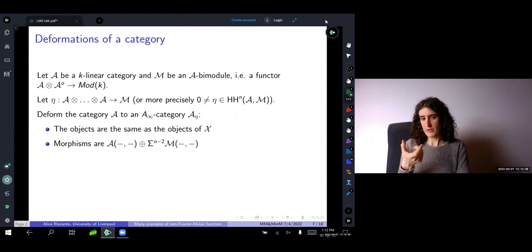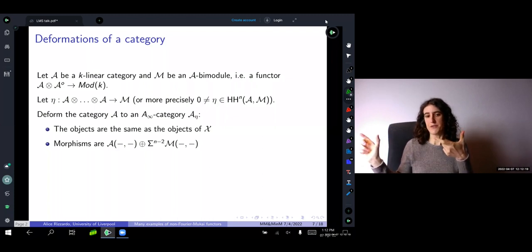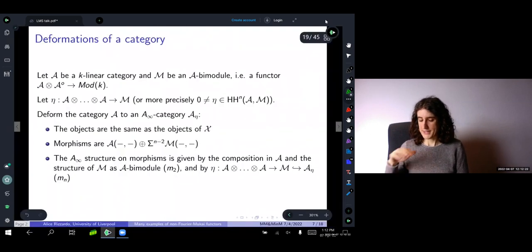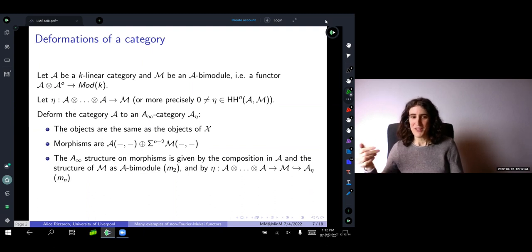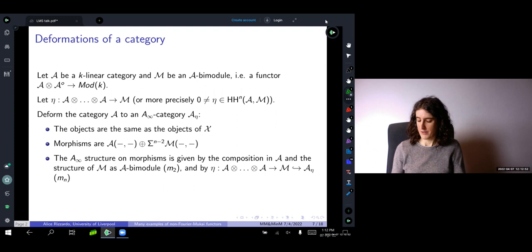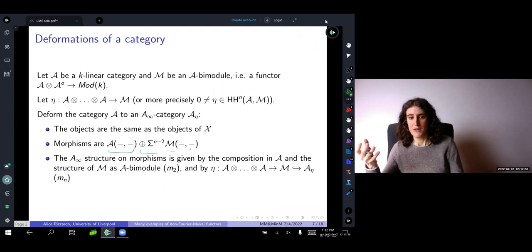Again, we keep the morphisms of A, but we also add these morphisms coming from M that are shifted, they sit in very negative degree. And again, there's an infinity structure on this. So this is going to give us an infinity category rather than an infinity algebra, which again is the same as an infinity algebra with many objects, where instead of multiplication, I have composition. So composition is just composition in A, and then I also have to say how these get composed, and this comes from the structure of M as an A bimodule. So that completely defines composition.